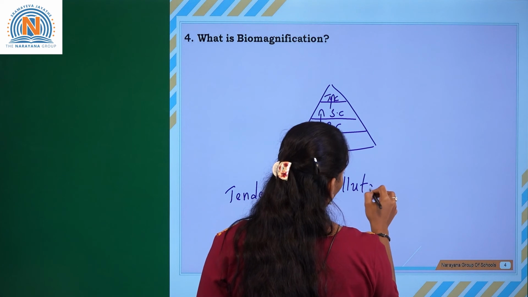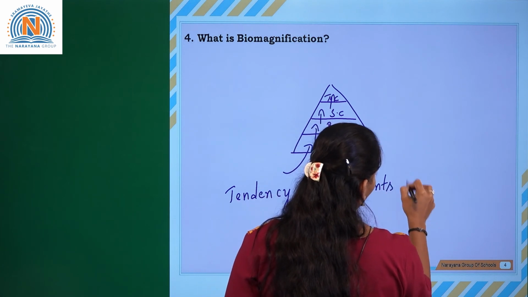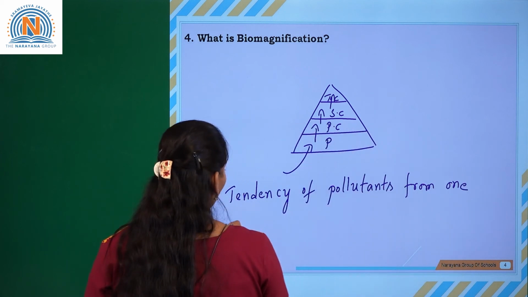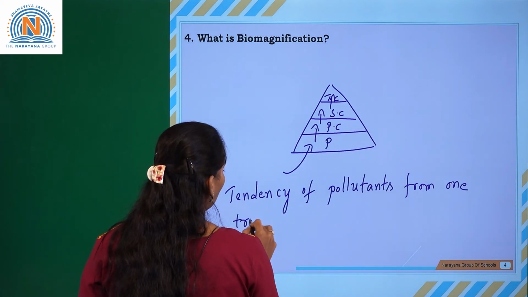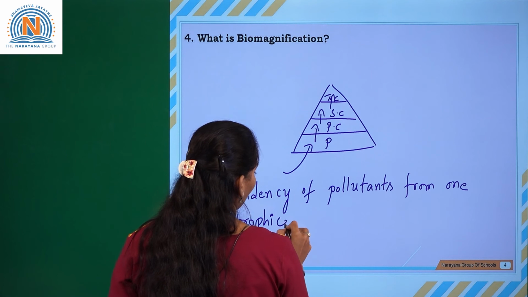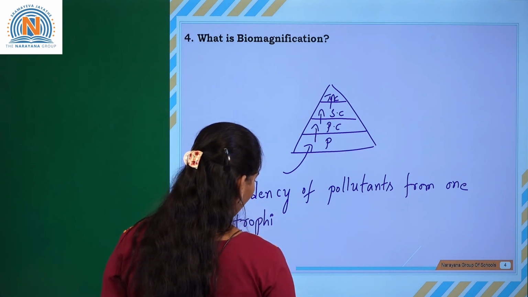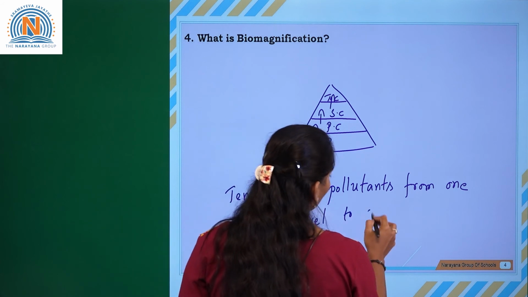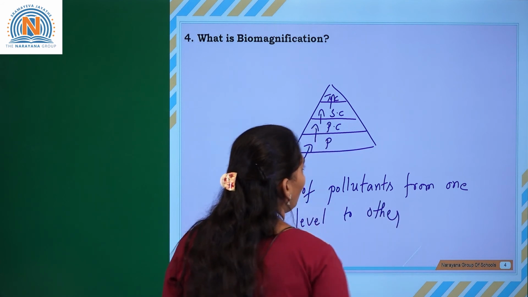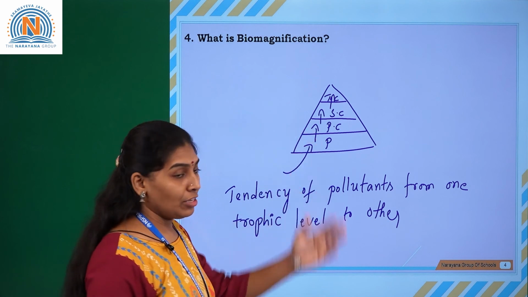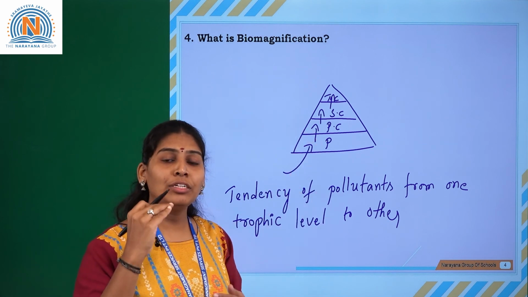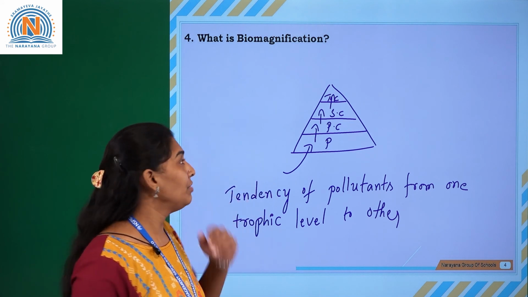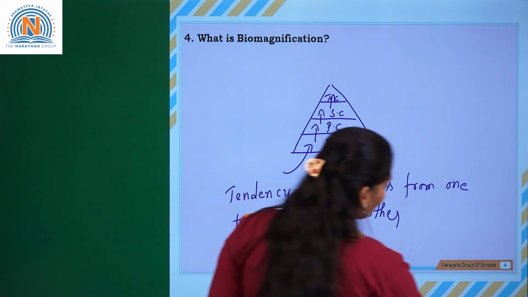Tendency of pollutants from one trophic level to another is called biomagnification. Transfer of pollutants from one trophic level to another trophic level is called biomagnification. Let us go for the next question.